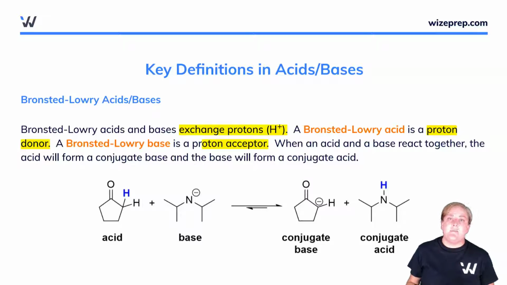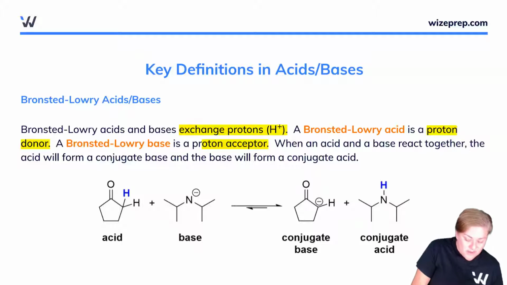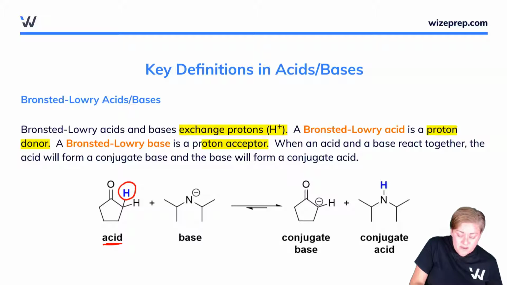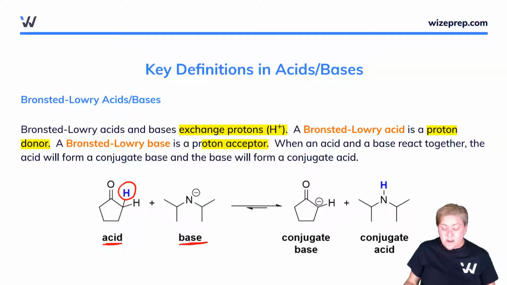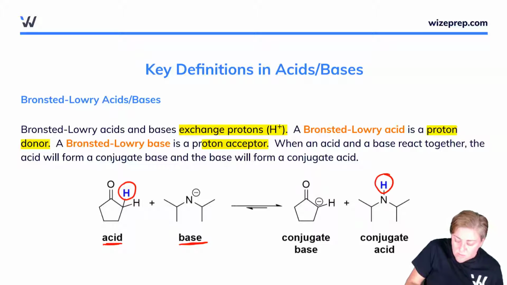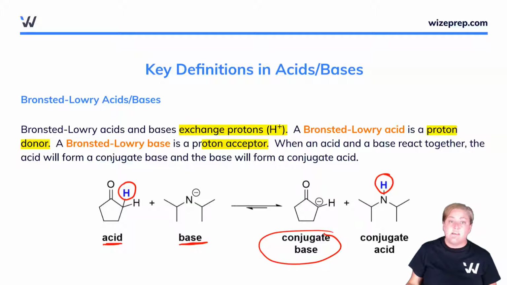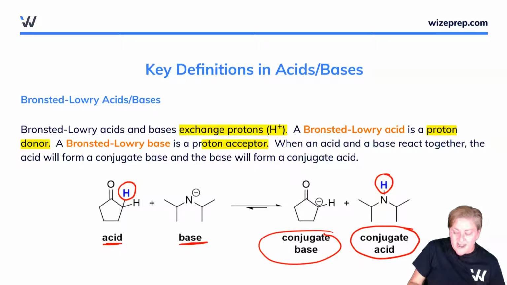And when an acid and base reaction occurs, what we have is a proton exchange. In this example, I've highlighted the proton that's moving in blue. We have a hydrogen atom here that is part of the acid because it is the donor. This base can come in and abstract that hydrogen, and you'll notice that it is being exchanged from one species to another. The acid or proton source will form something called the conjugate base.